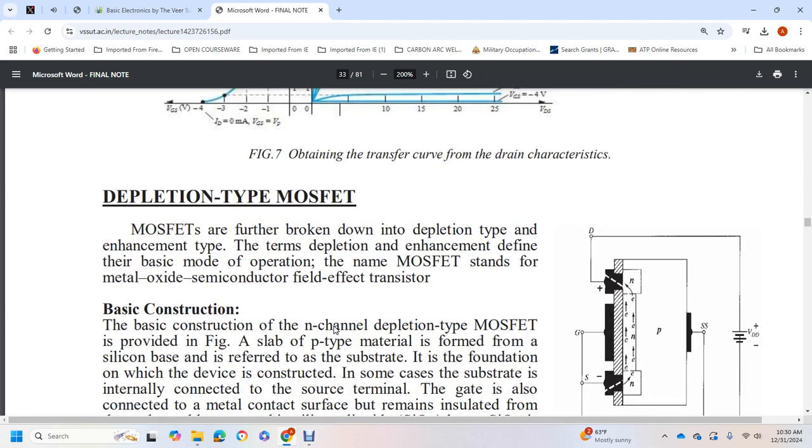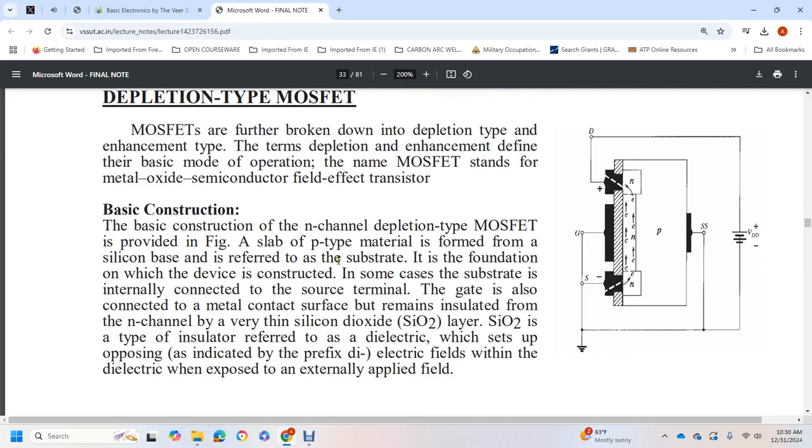The MOSFET, or metal oxide semiconductor field effect transistor, is further broken down into the depletion type and the enhancement type. The terms depletion and enhancement define their basic mode of operation. The name MOSFET stands for metal oxide semiconductor field effect transistor.